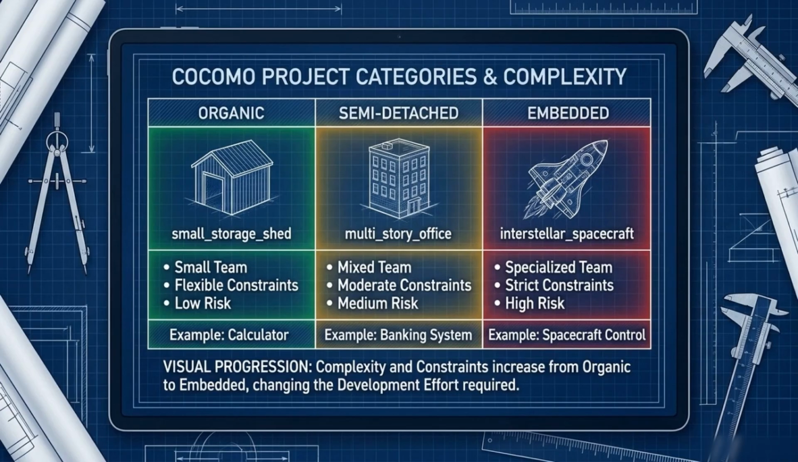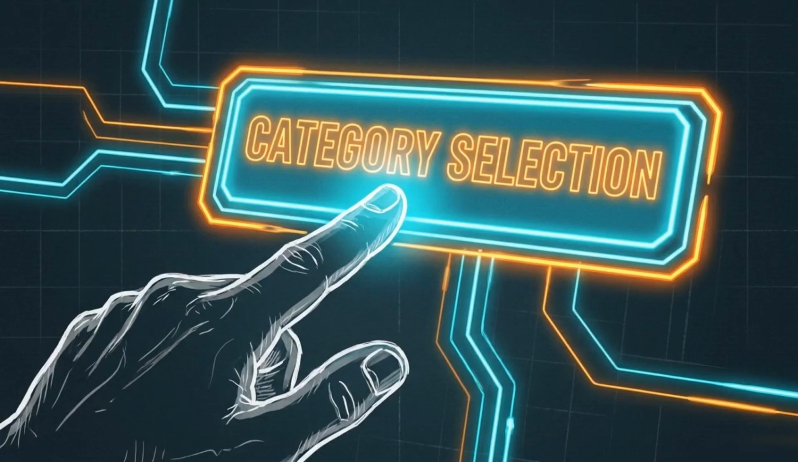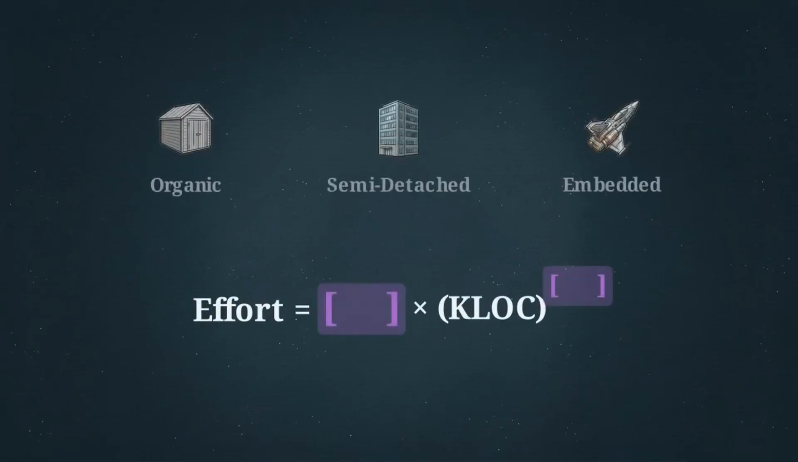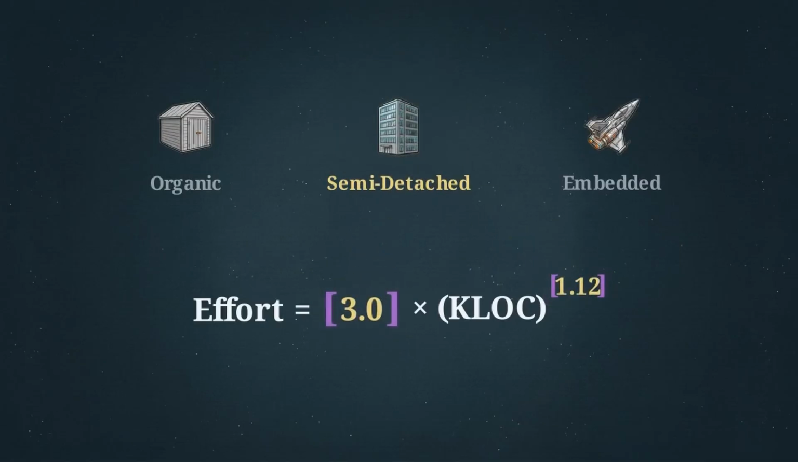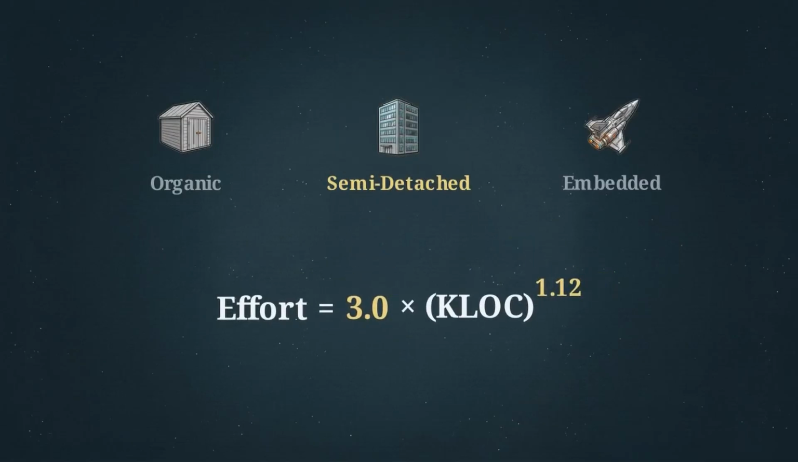Finally, the third column represents the highest complexity tier, embedded projects. These systems deal with strict hardware limits, high risk, and real-time operations, like the control software for a spacecraft. Identifying the correct project category is the most crucial step in this process. Your category dictates exactly which mathematical multipliers the COCOMO formula will apply.